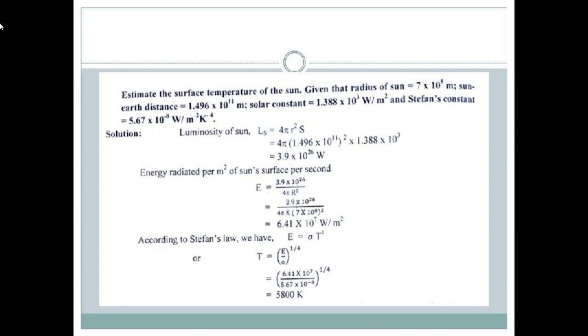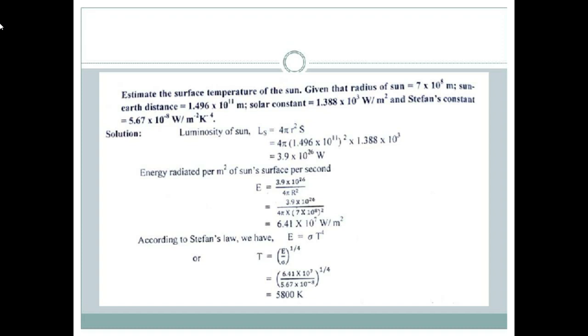Solar constant is equal to 1.388 × 10^3 watt per meter square, and Stefan's constant is equal to 5.67 × 10^-8 watt per meter square per K^4. So we know the luminosity of the sun is given by Ls = 4πr²S, which is equal to 4π(1.496 × 10^11)² × 1.388 × 10^3. When you solve, you will get 3.9 × 10^26 watt.